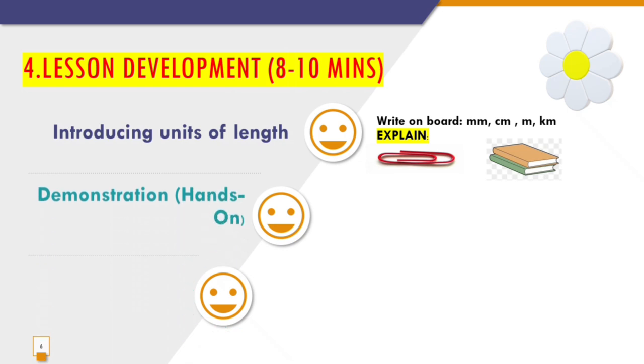Then comes your demonstration, hands on. Now here activity will be there. Show how to measure pencil with a ruler. Align one end with 0. Read the number where the object ends, and then you will lead the topic, explain nicely, and let a student volunteer measure an object. So here one activity will be also there.